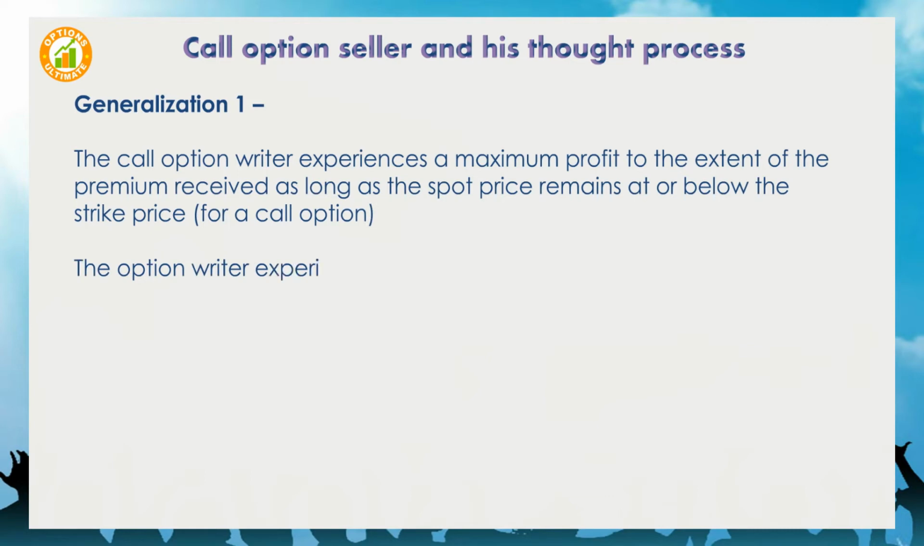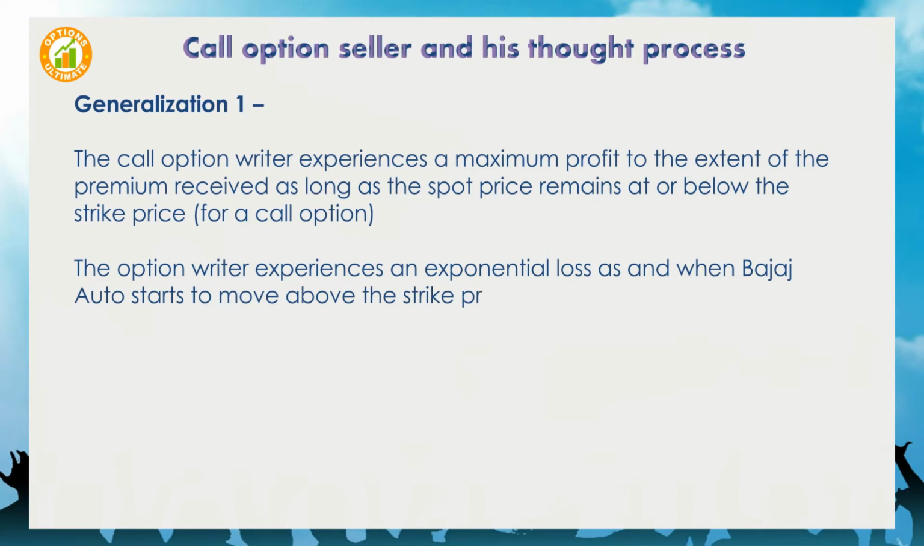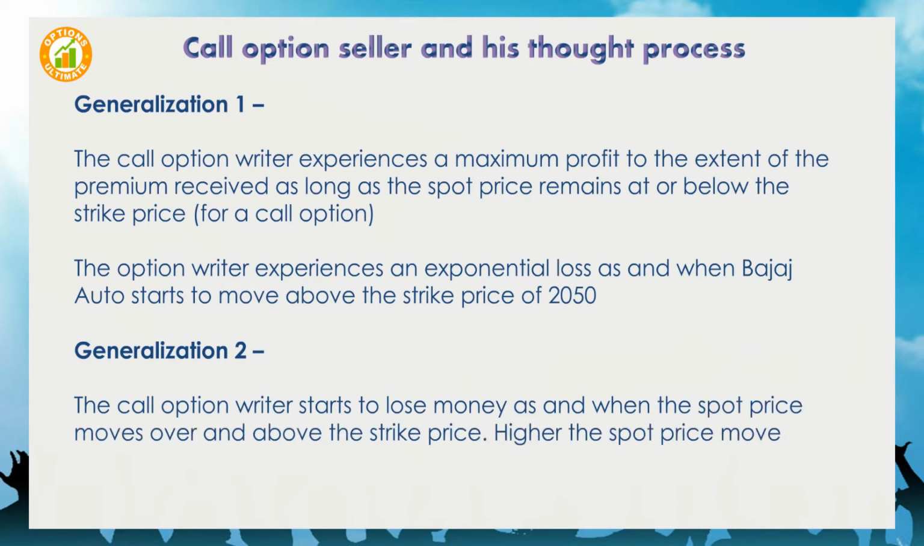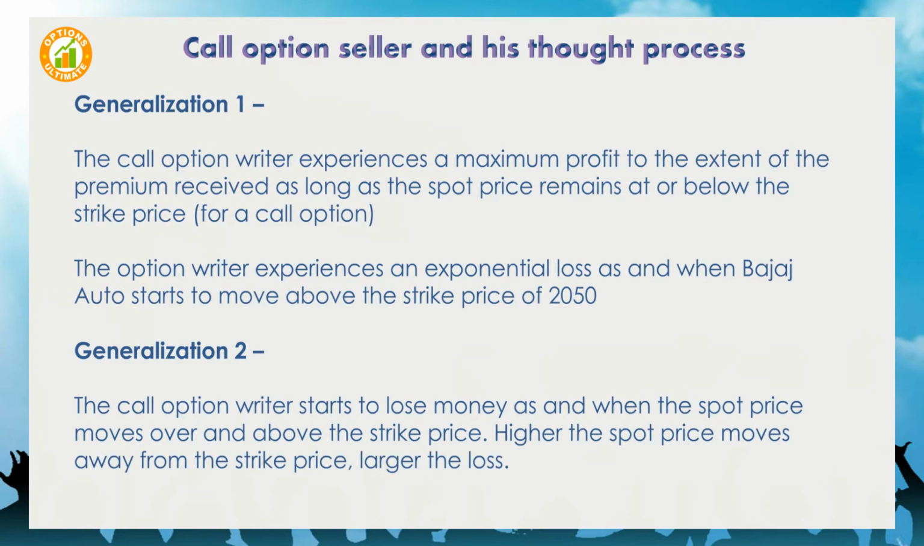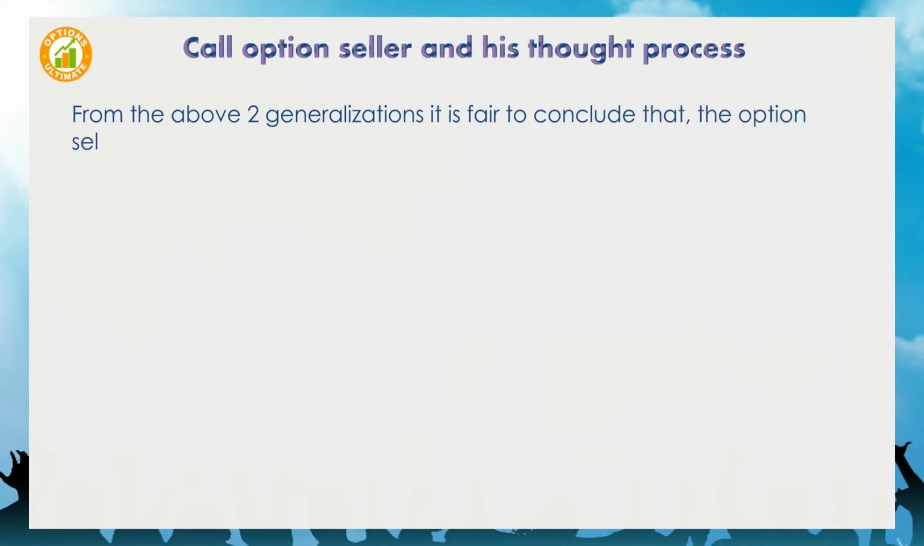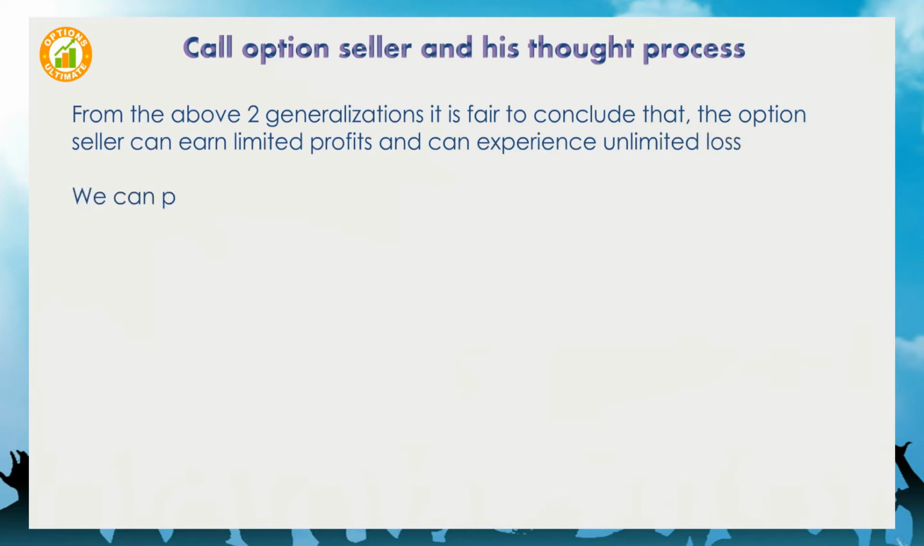The option writer experiences an exponential loss as and when Bajaj Auto starts to move above the strike price of 2050. Generalization 2: The call option writer starts to lose money as and when the spot price moves over and above the strike price. The higher the spot price moves away from the strike price, the larger the loss. From the above two generalizations, it is fair to conclude that the option seller can earn limited profits and can experience unlimited loss. We can put these generalizations in a formula to estimate the P&L of a call option seller.